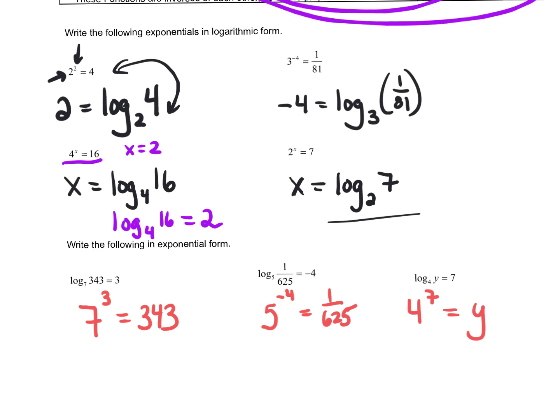The last one had a variable in it, so switching to exponential form actually got that variable by itself. Like most equation solving, we like when the variable's by itself. That's one of the big goals in solving equations.